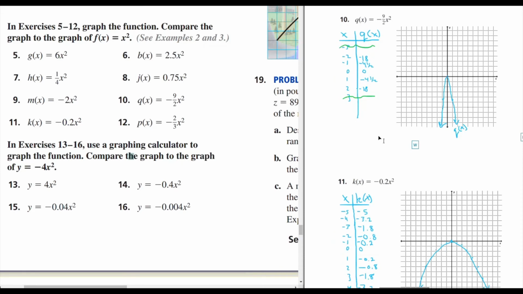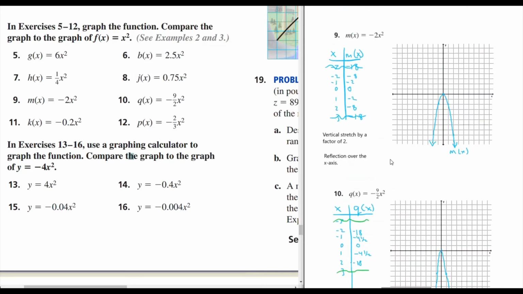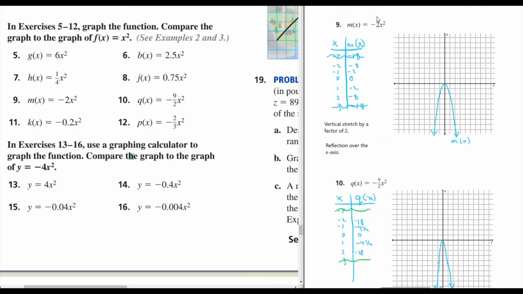All right, so let's discuss those transformations. On this first one, number 10, I have a negative leading coefficient, a 9/2 in front of that x squared. So my leading coefficient is a negative 9/2. If you convert 9/2 into a mixed number, that's 4.5. Just like the previous example, if you take the absolute value of that leading coefficient, it's greater than 1. So that is again going to cause a vertical stretch.